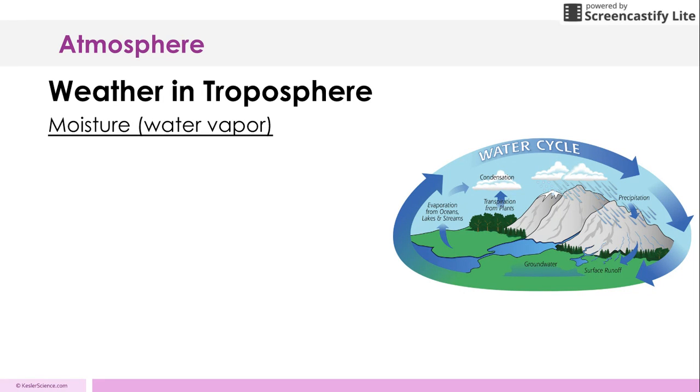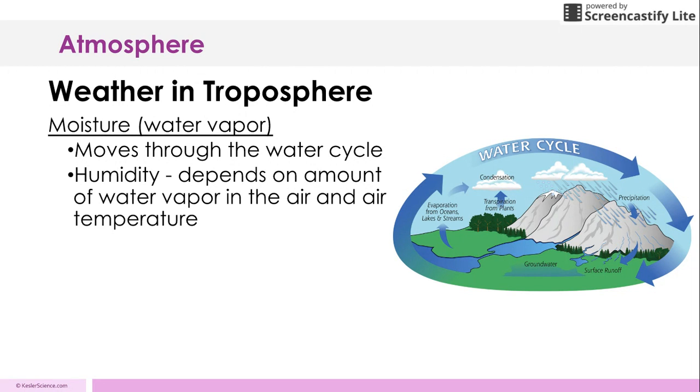All right, so moisture, which is water vapor, so make sure you're putting this as your keyword, water vapor. It moves through the water cycle. Humidity is the amount of water vapor in the air, and this depends on the air temperature. So some of the keywords that you need to be putting so far is that the humidity depends on the amount of water vapor in the air and the air temperature.